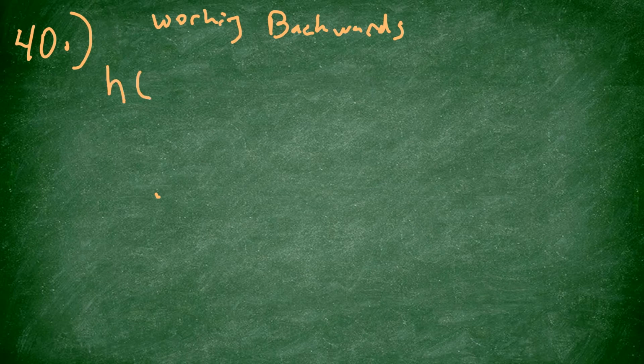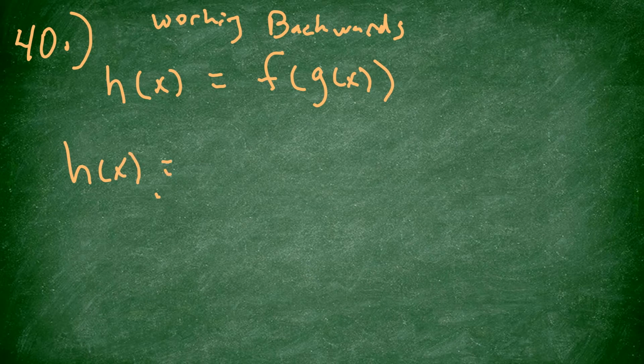And that's it. So 40 is kind of working backwards. They're going to give you a function, and they want you to work backwards. They're going to give you a brand new function, but they want you to figure out a way that you can combine functions to make it. You're kind of working backwards. So they're saying h of x equals the cube root of x plus 2. So you've got to figure out what's going on in here.